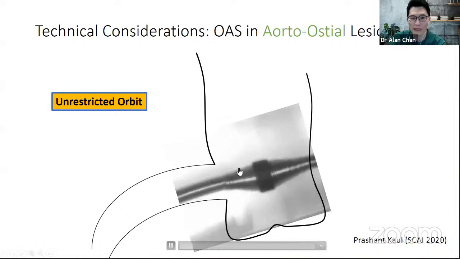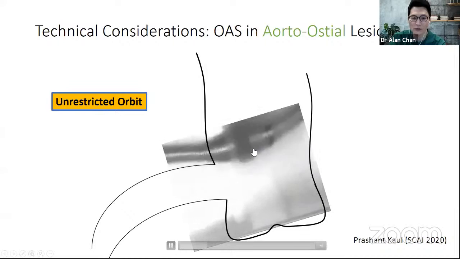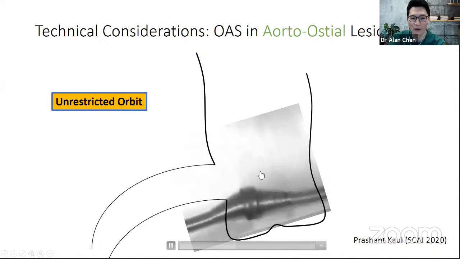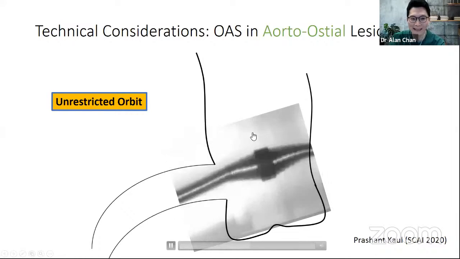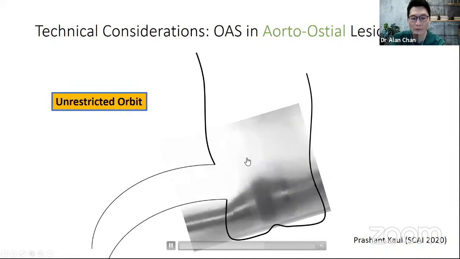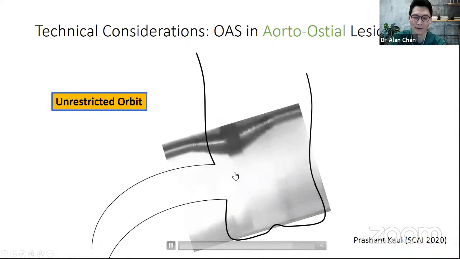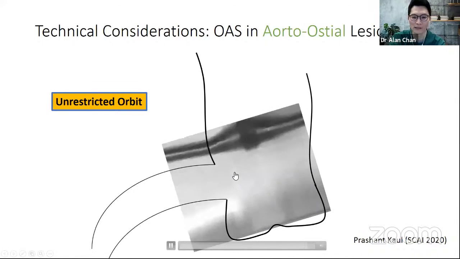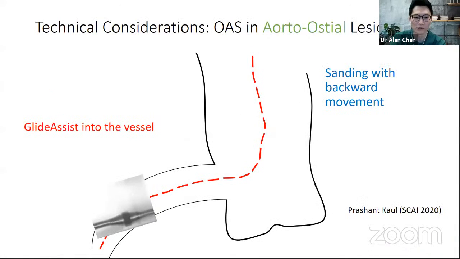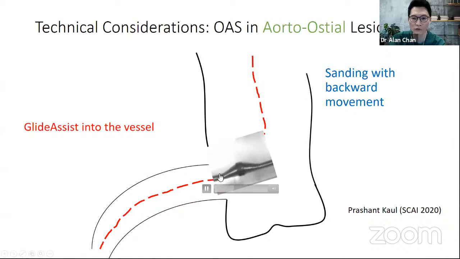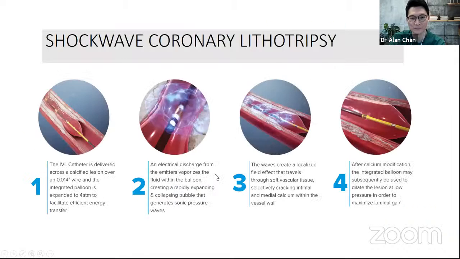So one more technical tip for aorto-ostial lesions. We always try to avoid advancing the orbit from proximal to distal because of this unrestricted orbit in the ostium. You may risk dissection of the ostium, which we encounter. We observe this complication in many of the symposia. So what we propose is to try to use the guide assist to pass the lesion, the orbit down, and then try to use pullback techniques to have more control of the ascending.